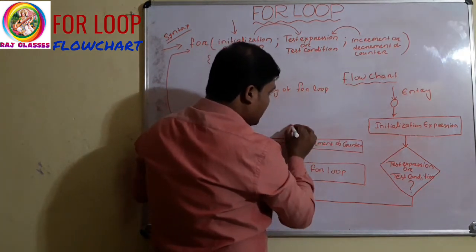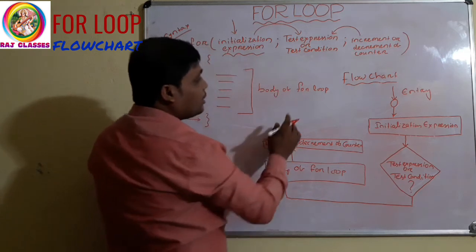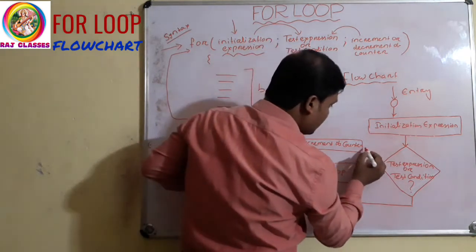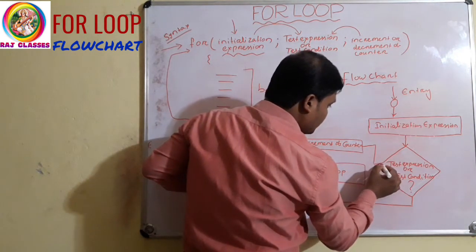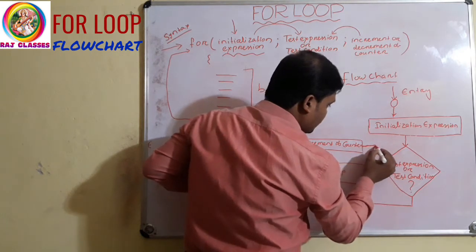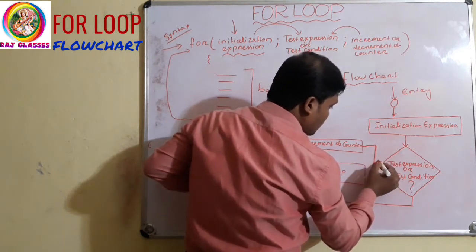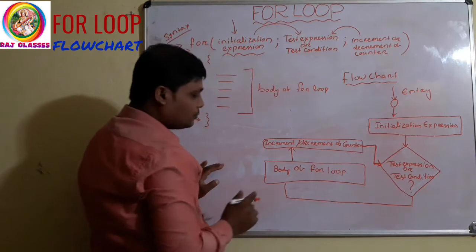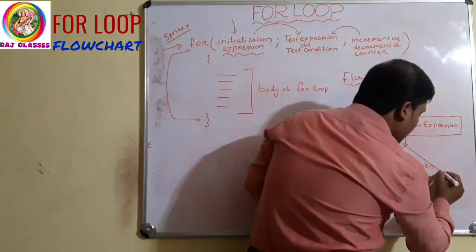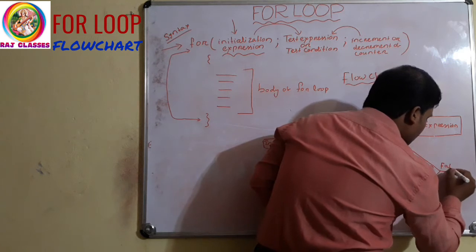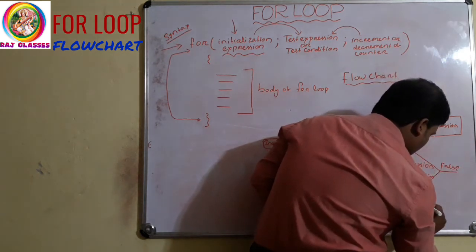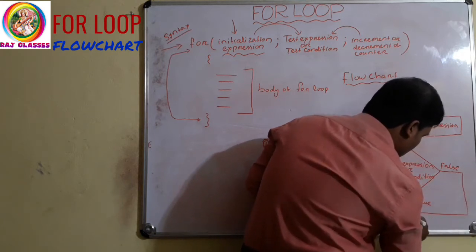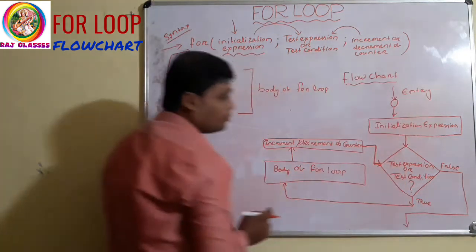Then after increment or decrement, what will happen? Control will go to which part? The condition part. Control will go to the condition part. Clear? If the condition becomes false, then what will happen? The control will go out of the for loop.